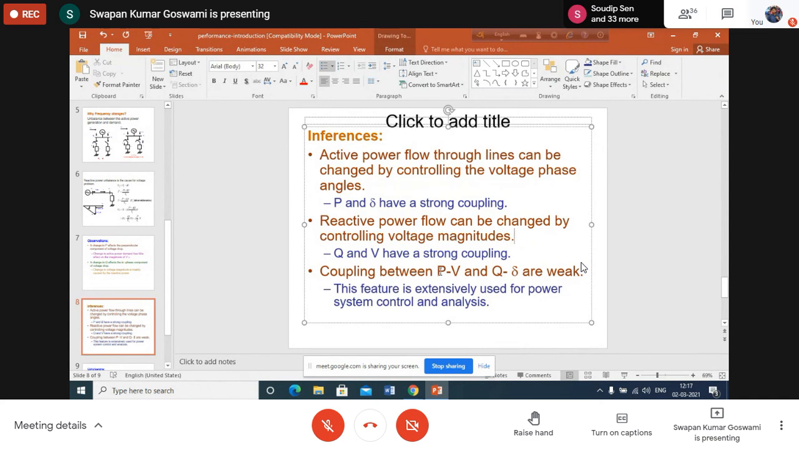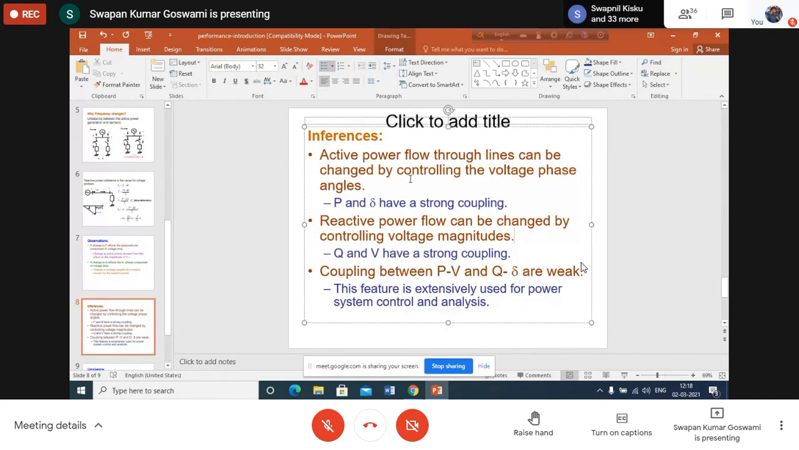Coupling between P and V and Q and delta are weak. That means P changes basically change delta, phase angle difference, not V. That means we can say that there is a coupling, there is a dependence between the active power and voltage, but that dependence is not very strong. Rather, it is a weak dependence. So coupling between P and V is weak, and coupling between Q and delta is also weak. So PV coupling and Q delta coupling, these two are weak.